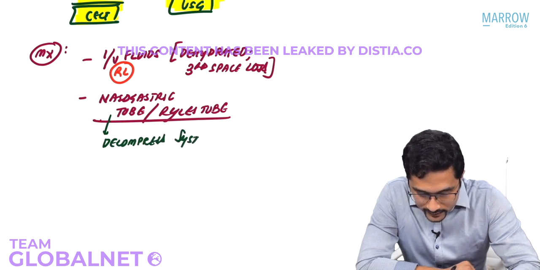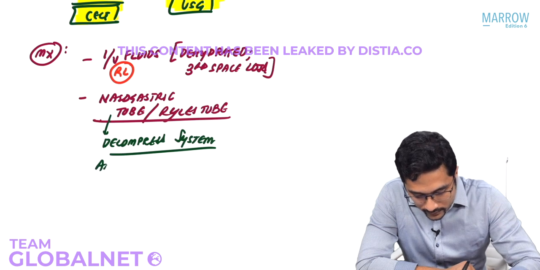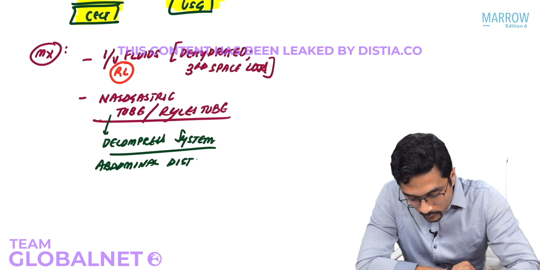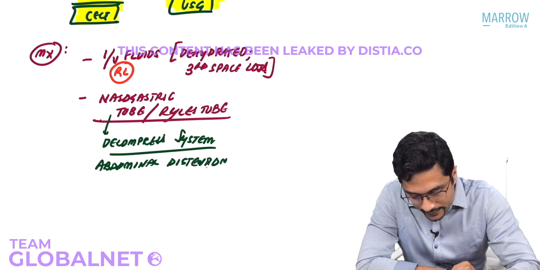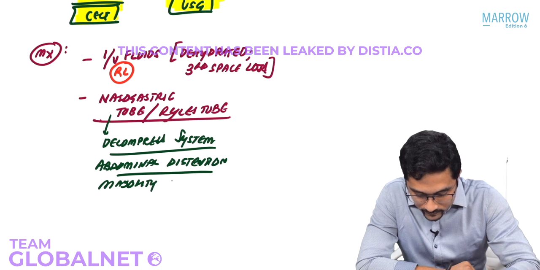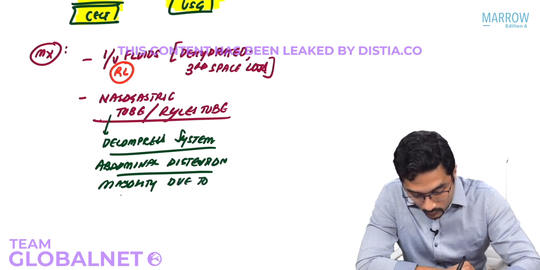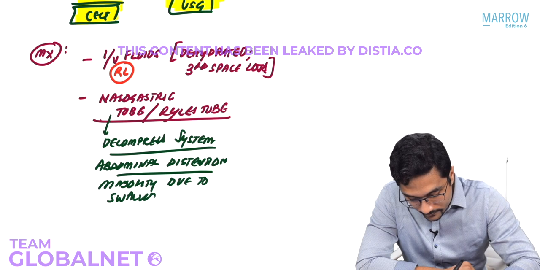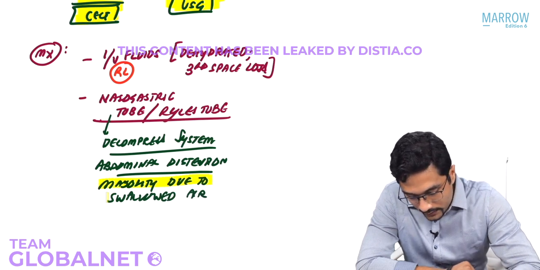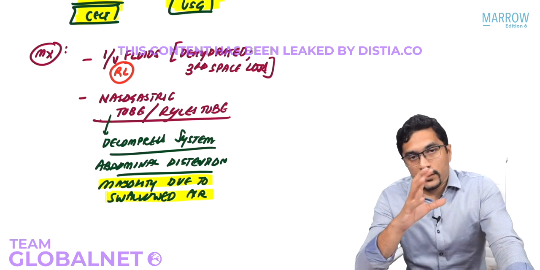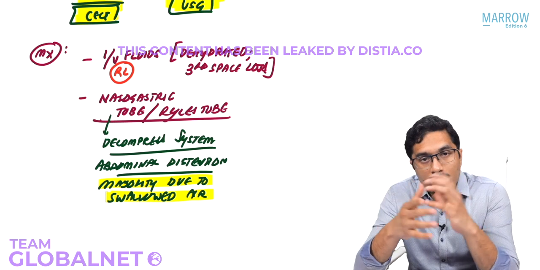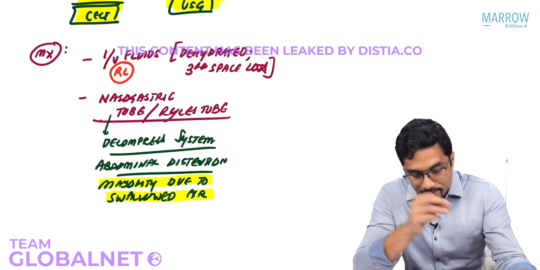To decompress the system, and you need to know this: the abdominal distension which the patient has, majority is due to swallowed air. So this is another question which you should know. Majority is due to swallowed air, that forms the bulk of why distension occurs, and the other is because of fluid getting retained there as well.